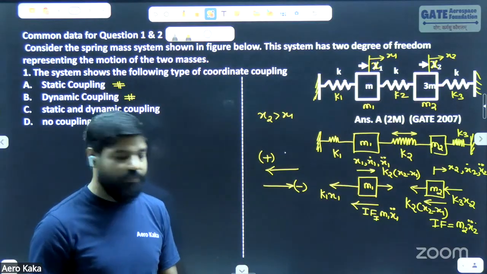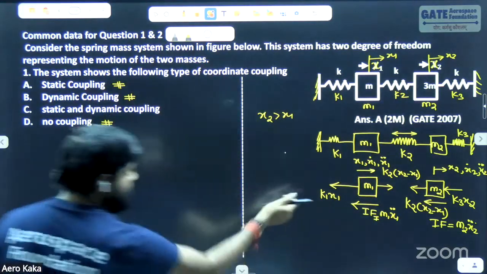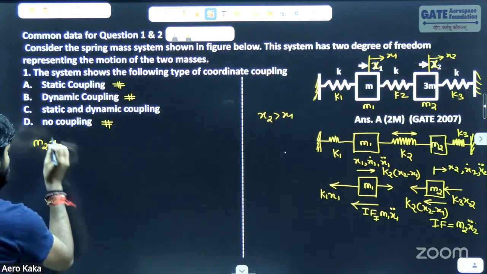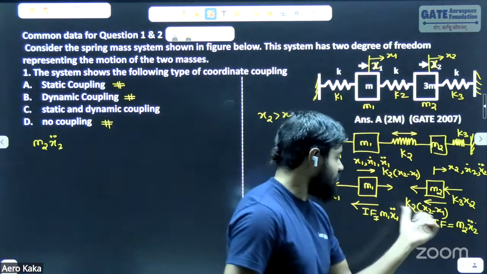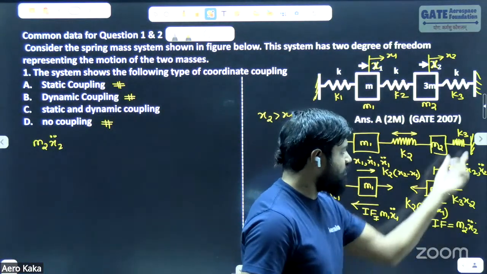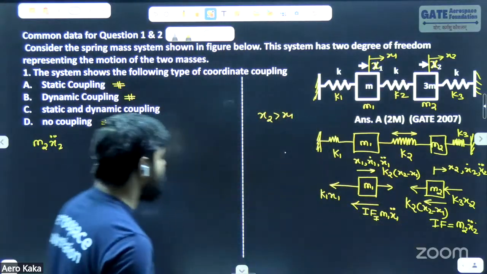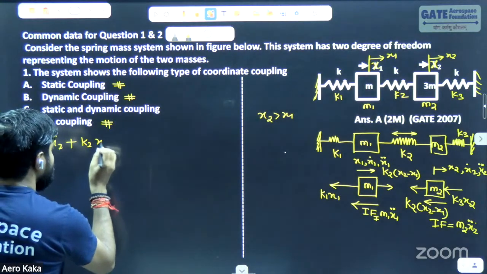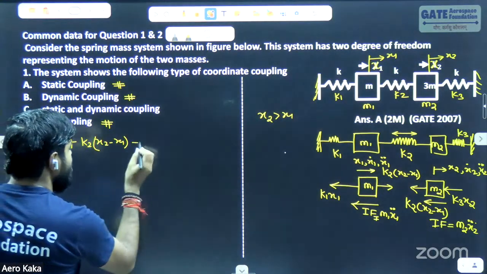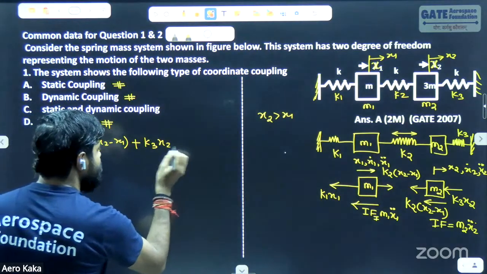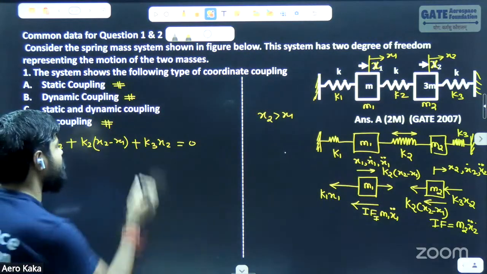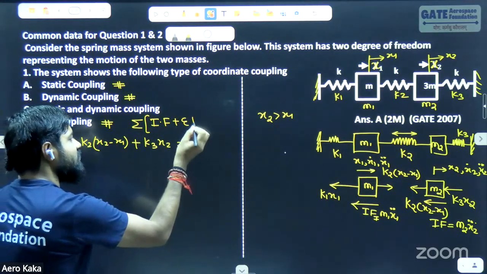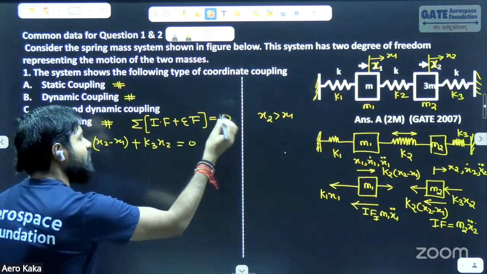Is that clear? Now tell me, what is the equation of motion of the second mass going to be? Simply, it is going to be m2 x2 double dot. What is the direction of inertia force? This one. What is the spring force? This one. The spring force in the third spring is going to be K3 x3. So I'm getting m2 x2 double dot plus K2 (x2 minus x1) plus K3 x2 equal to 0. From where am I writing this? Inertia force plus external force should be equal to 0.